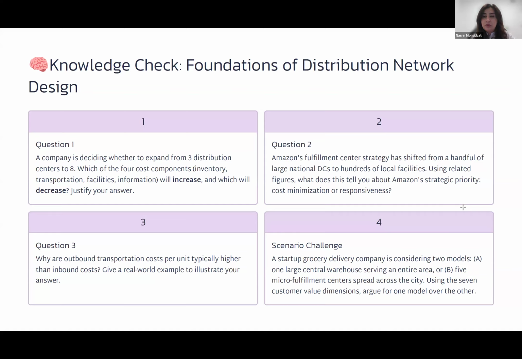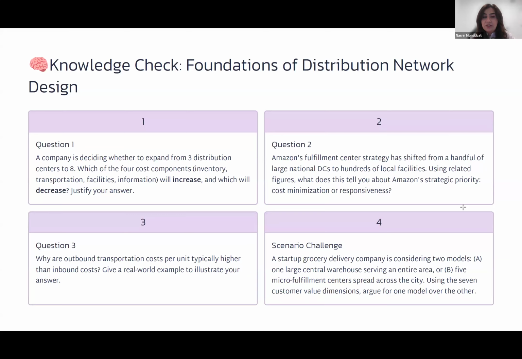Question number 2. Amazon's fulfillment center strategy has shifted from a handful of large national DCs to hundreds of local facilities. Using related figures that we just covered, what does this tell about Amazon's strategy priority? Cost minimization or being more responsive? Third question, why are outbound transportation costs per unit typically higher than inbound costs? Give a real-world example to justify your answer.